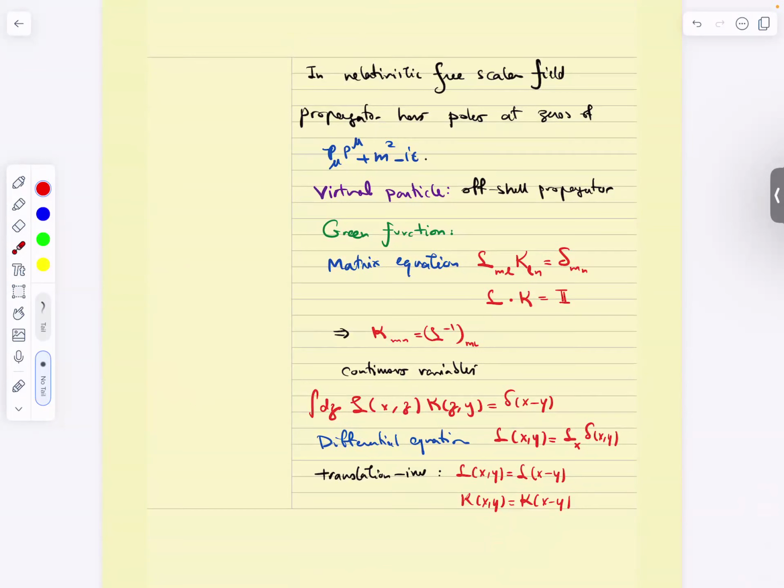Oh, I said this. So in the relativistic free scalar field, the propagator had poles at the zeros of this, right? And these are on shell. Virtual particle, you might have heard of the word virtual particle. That means an off-shell configuration, right? It means an off-shell configuration. When you do path integrals, the on-shell configuration is the configuration that's like classical equations of motion. The off-shell ones are the ones that are not, and they're suppressed.